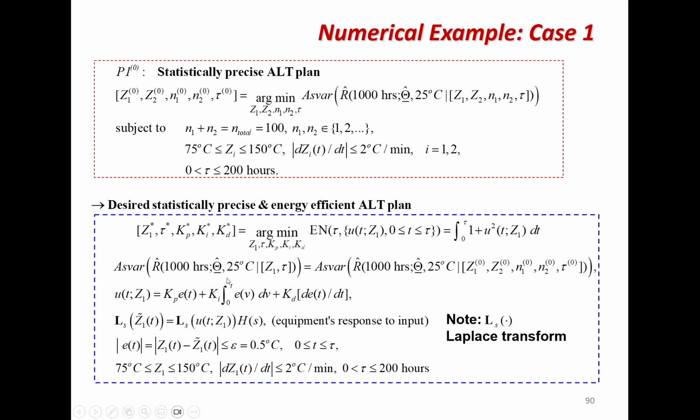The second one is an equality constraint, which tells us we need to find an alternative testing plan that achieves the same asymptotic variance and reliability estimate. We also have this equation here that shows how we generate the signal, how we evaluate the equipment's response to the input signal, and other constraints. Of course, we need to use the Laplace transform here to do this modeling.